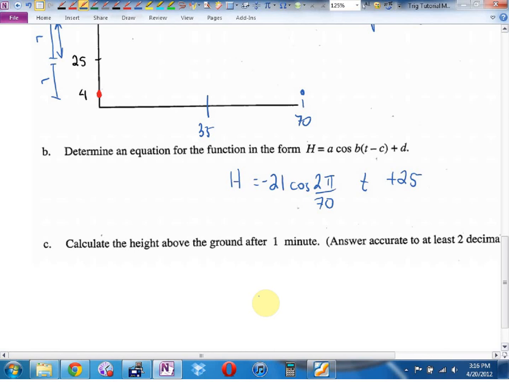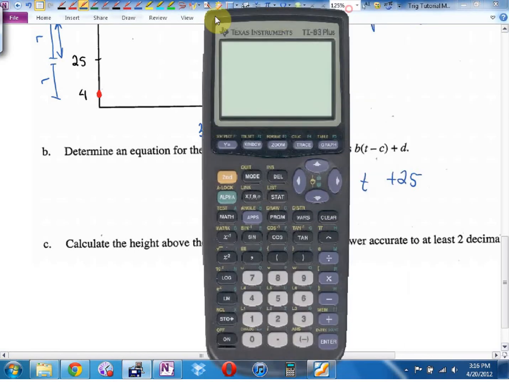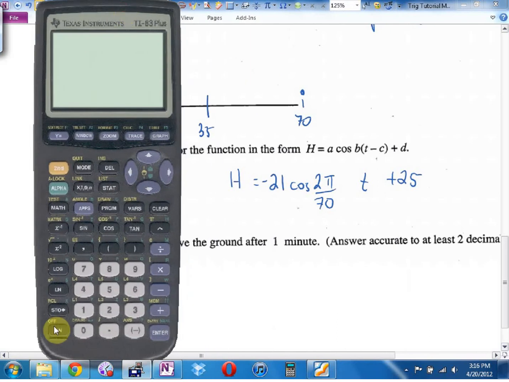Calculate the height above the ground in 1 minute. Okay. Graphing calculator time. Clear whatever I got. Negative 21 cos 2 pi x over 70. I'm going to close the bracket off in front of the plus sign. 25. How about a plus sign? 25.